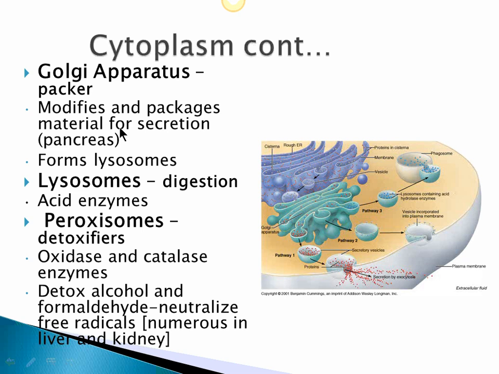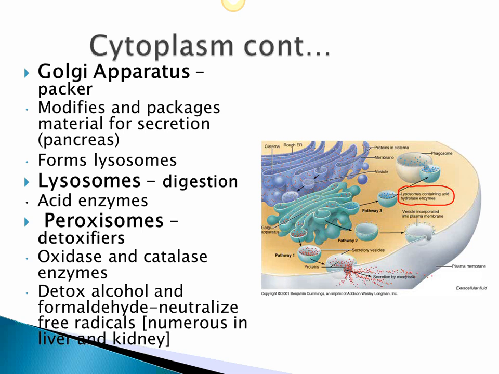So I've given you an example here, pancreas. It modifies and packages material for secretion. It also forms another cell organelle, which is known as a lysosome. These lysosomes contain digestive enzymes, or what are known as acid hydrolase enzymes. Whenever phagocytosis takes place and something is taken inside the cell, like a bacterium or cell debris, usually a lysosome will come in there and digest that bacteria. So phagocytes tend to have a lot of lysosomes.